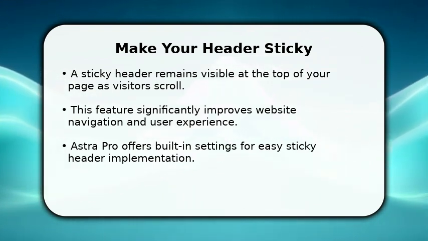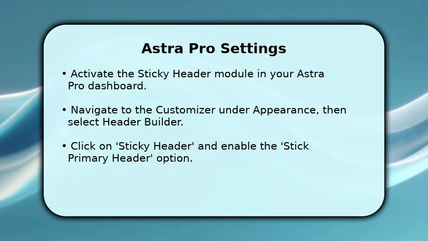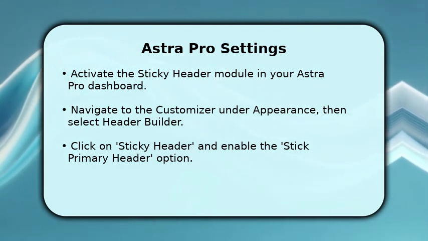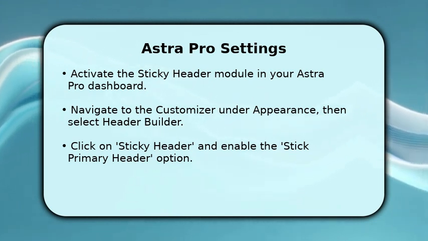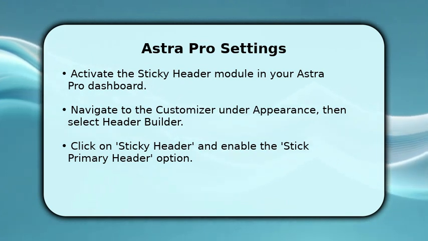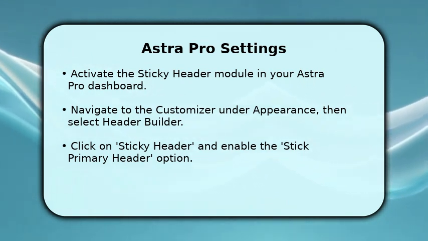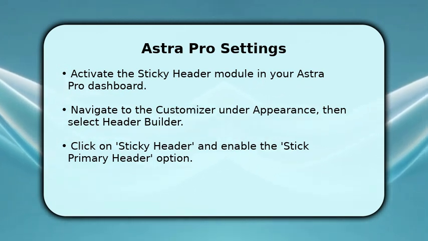professional look and functionality. With Astra Pro, begin by activating the sticky header module from your WordPress dashboard under Astra Pro modules. Next, head over to the customizer, found under Appearance, and then click on Header Builder. Here, you will find the sticky header option. Simply toggle on Stick Primary Header to make your main header sticky. Remember to click Publish to save and apply these changes to your live site.